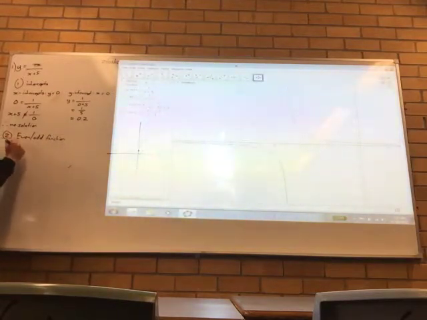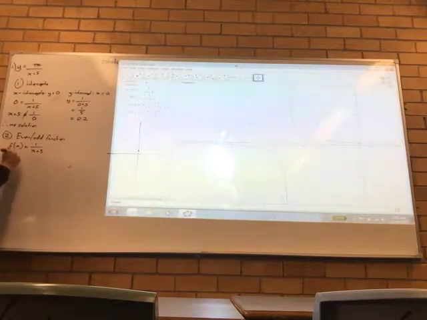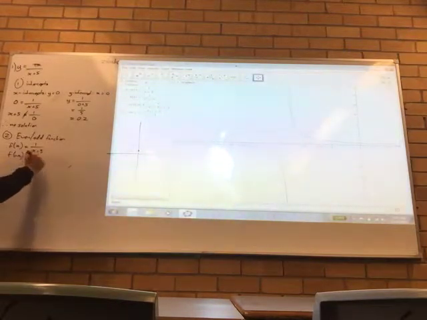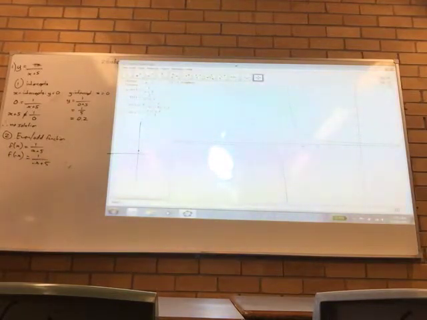Alright, so the original function, f of x, is 1 over x plus 5. We need to now calculate f of minus x. So 1 over minus x plus 5, which is not the same as the original. So we don't have an even function because this is not equal to that. For an even function to exist, f of x must equal f of negative x.